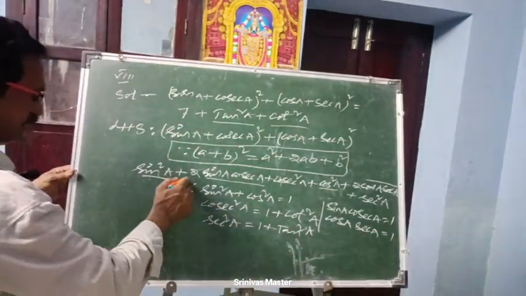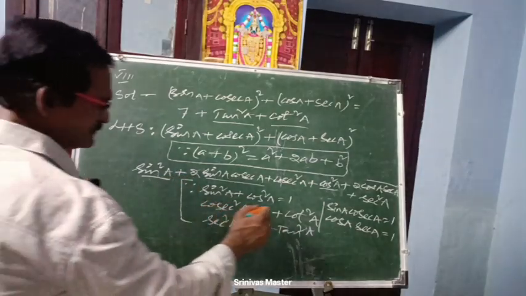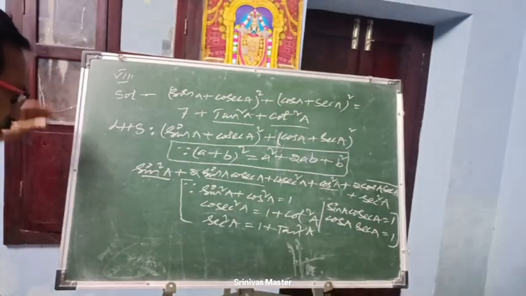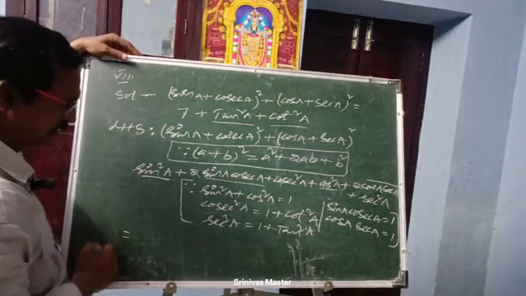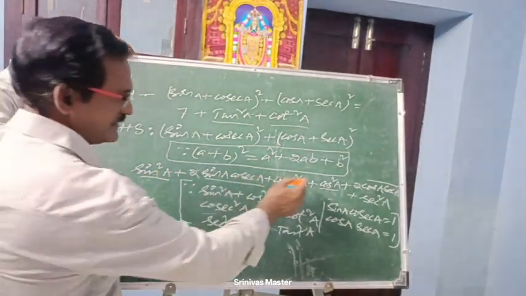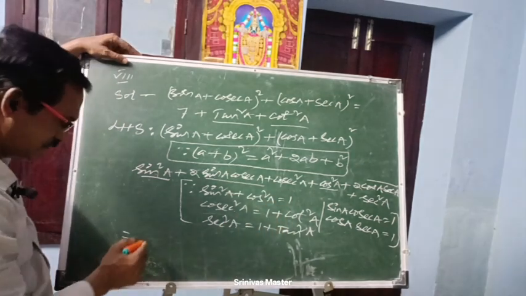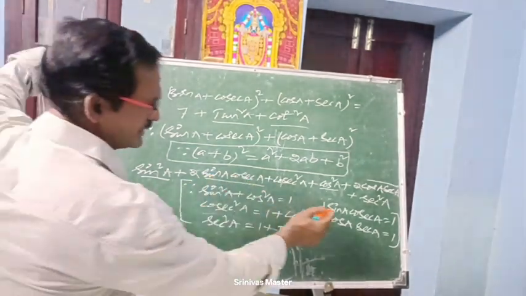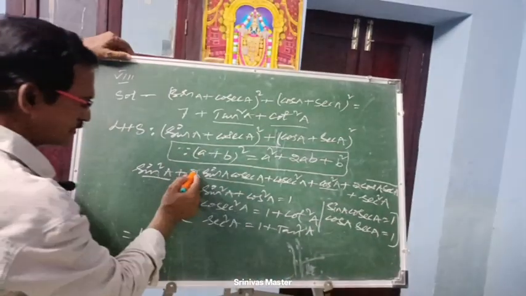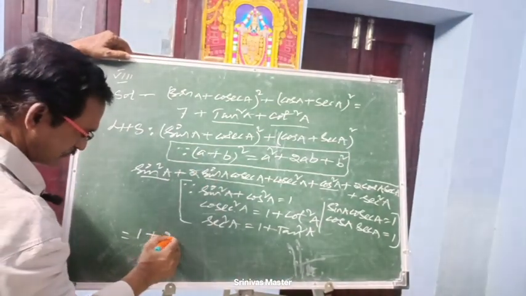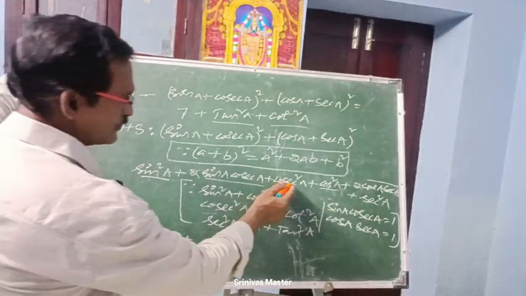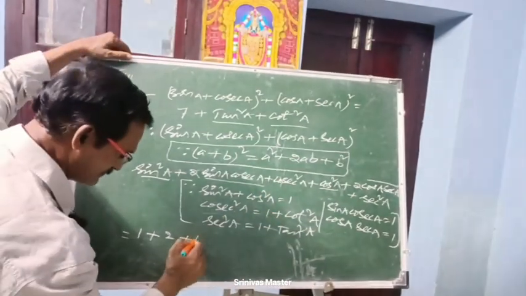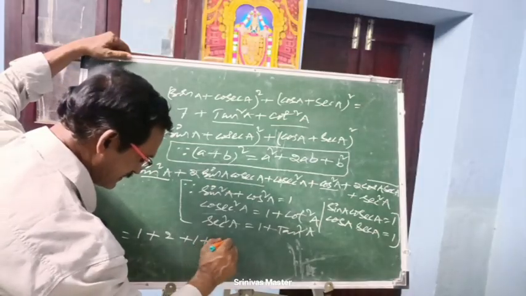Okay children, be careful, remember all these identities, right? Now you see where we are eliminating that. In the place of sin square A plus cos square A, equal to how much, children? 1. Okay, plus sin A into cosec A. Sin A into cosec A equal to how much? 1 now. So 2 into 1 is equal to 2, plus cosec square A. Cosec square A equal to how much? 1 plus cot square A.